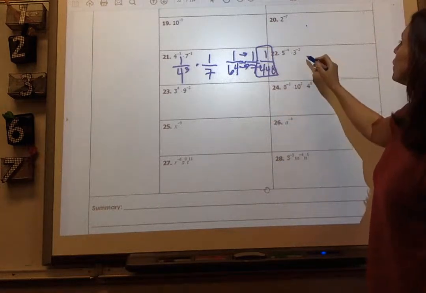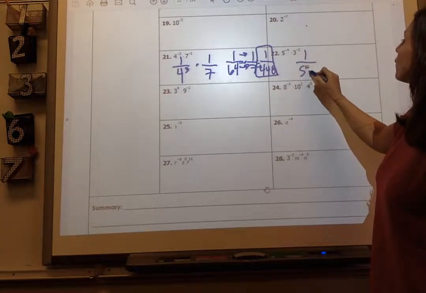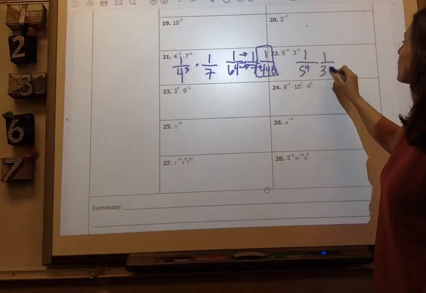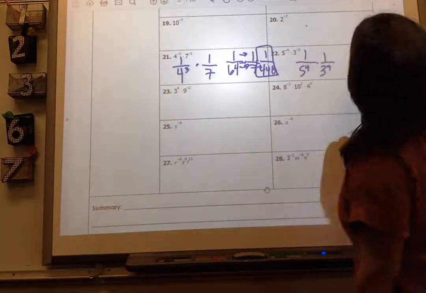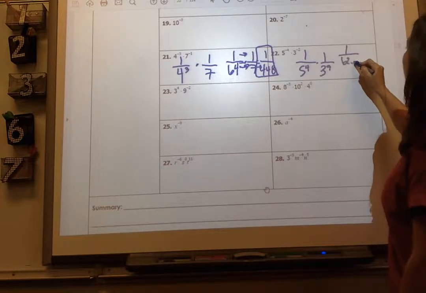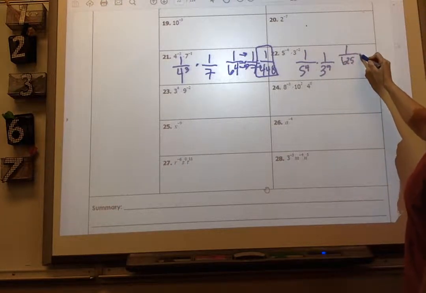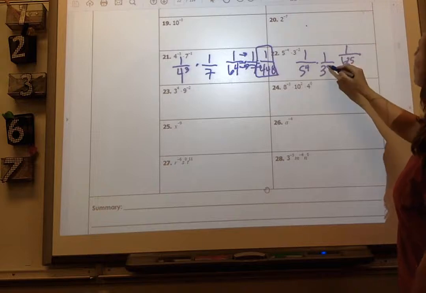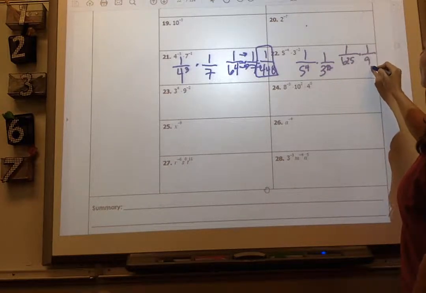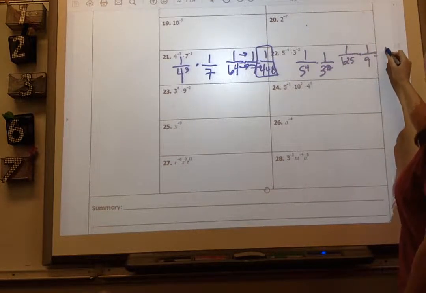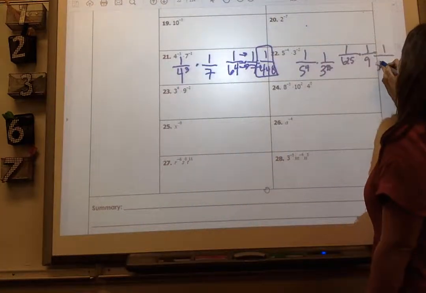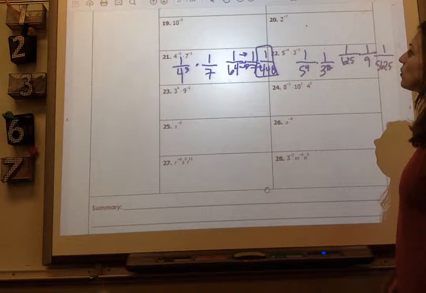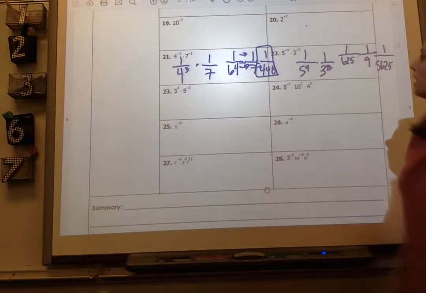Same thing for number 22. I have 1 over 5 to the 4th times 1 over 3 squared. I know 5 to the 4th is 625. So 1 over 625 times 1 over 9. And then I multiply straight across. 625 times 9 is 5,625. So that's what I would be getting for 22.